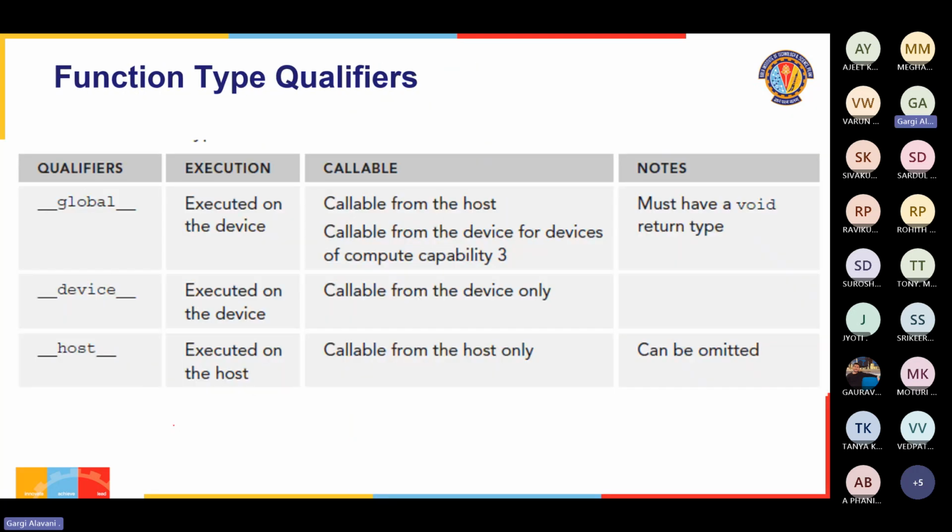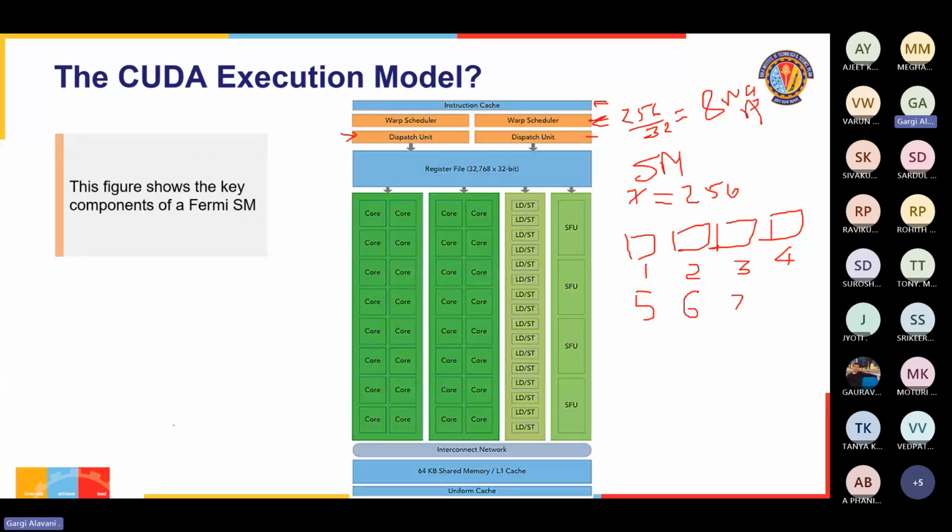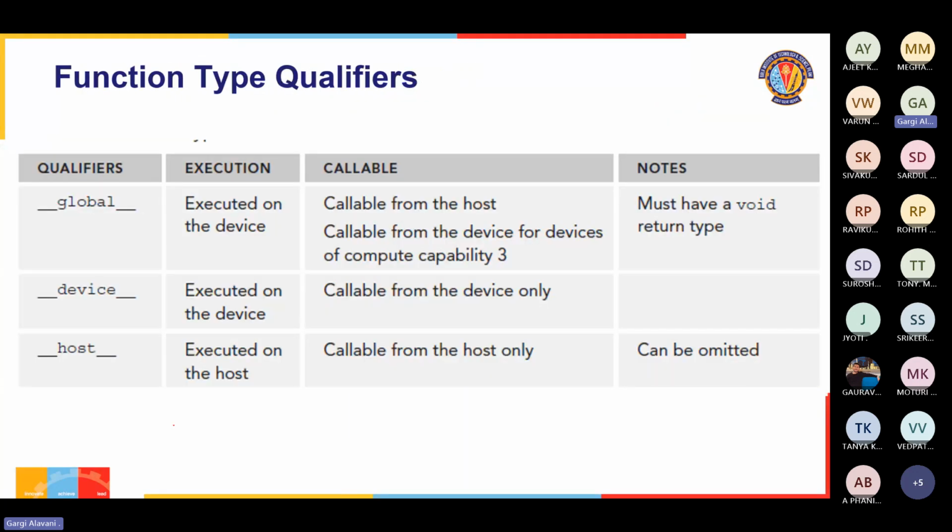So I think I'll stop with function type qualifiers, and the CUDA execution model we can discuss in the next class. These function type qualifiers include what kind of functions you can write in CUDA. You can write three types of functions. One is global, which is a kernel function. You can have device functions, which are executed on the GPU itself.